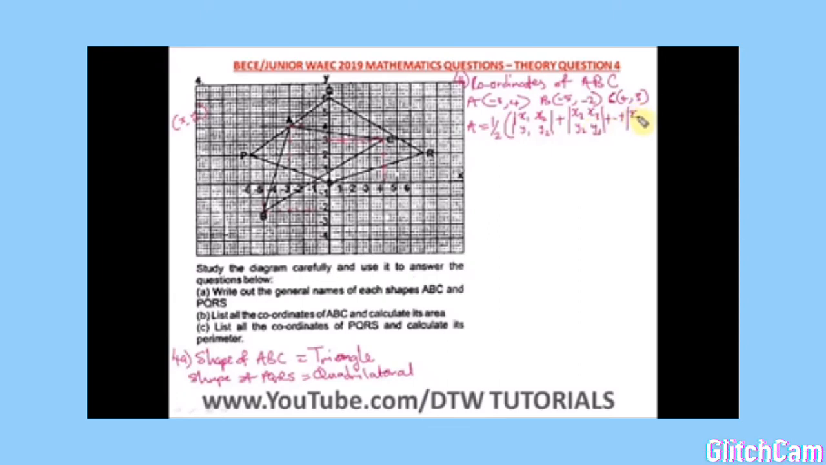So we have xn, yn, then it must end at the beginning, so where we have x1, y1. So the determinant of this, and close the bracket. Let me explain this now from this particular shape. The area of the triangle, finding the area of the triangle.